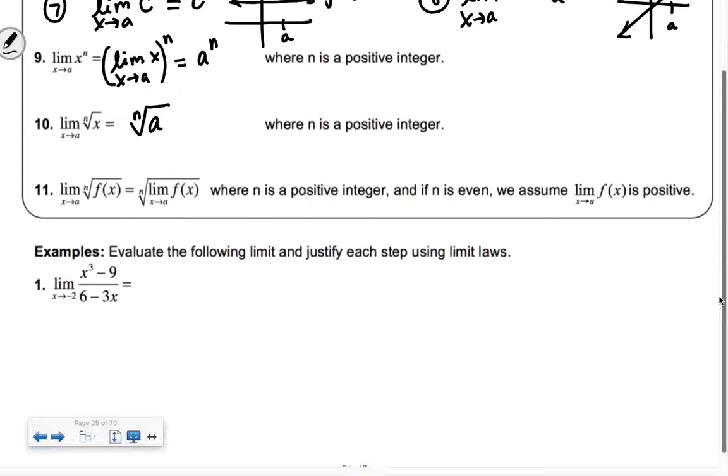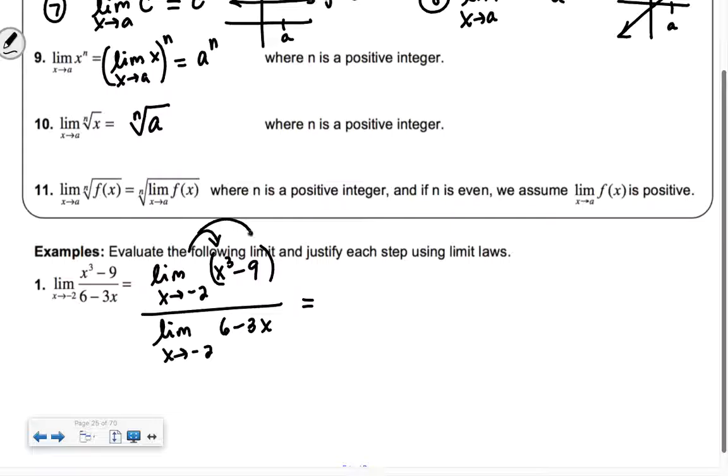All right, so it says evaluate the following limit and justify each step using limit laws. Okay, so it's kind of annoying. If you're justifying every single step, you would first bring the limit into both pieces, the numerator and denominator. So let me do the first couple steps. I don't know if I want to do all of it. So you bring it into the quotient, and then you would bring it into the sum, right? So you bring each limit in, and then you break it apart.